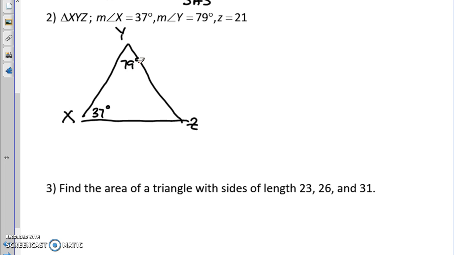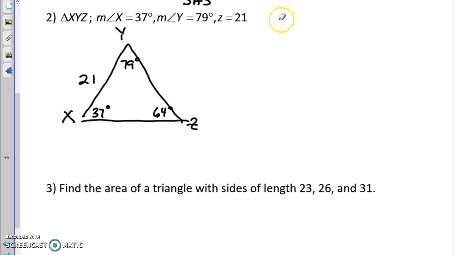37 and 79 add up to 116. Subtract that from 180 and we'll get 64 for the third angle, or angle Z. We've also got side Z, which is opposite angle Z, measuring 21. Okay, we don't have a side angle side configuration for this one, so we can use the law of sines fairly easily to find a missing side.